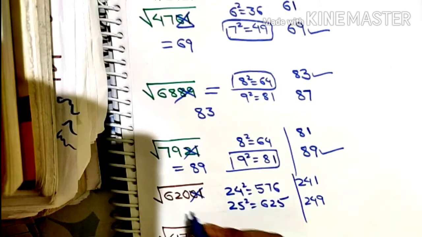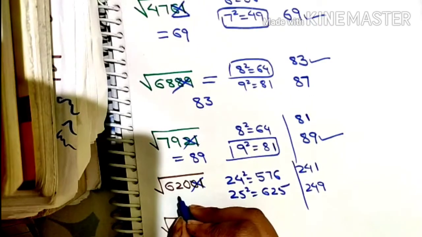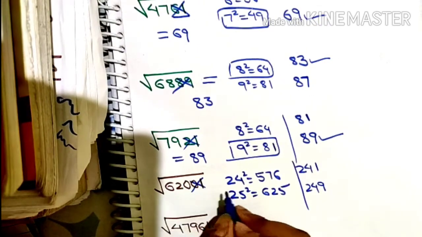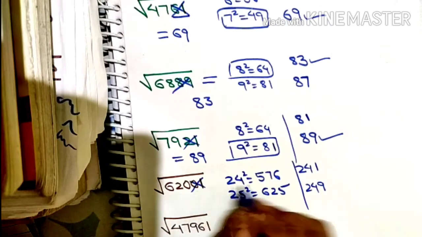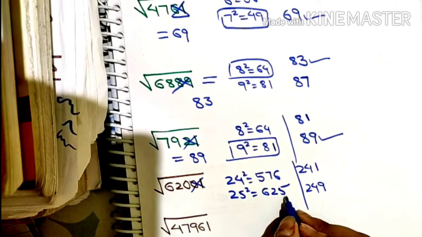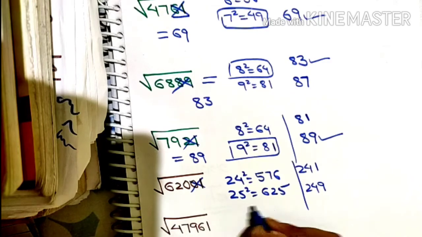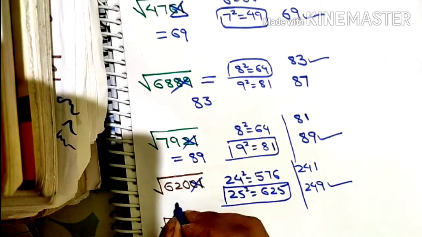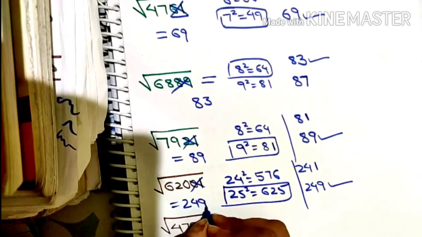Okay. Now what will we have to do after that? We have to just see 620 is closer to which number. 620 minus 576 and 620 minus 625. So 620 minus 625 is only 5. So 620 is closer to this value, which is the bigger value. So 249 is the square root of this number.